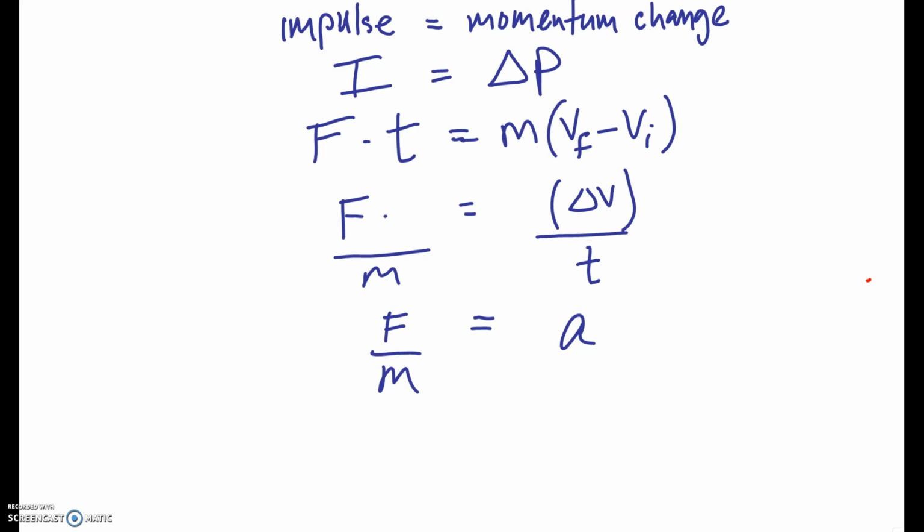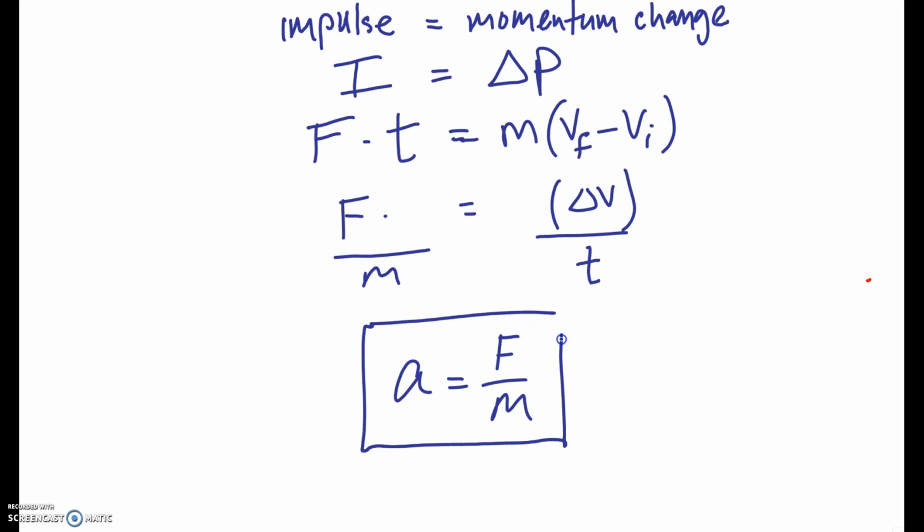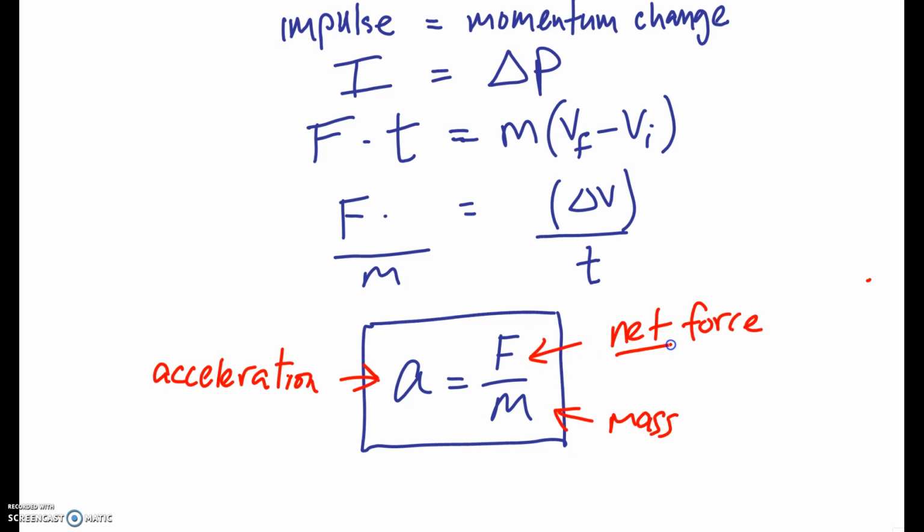Let's flip that around and see this. Acceleration equals the force over the mass, where F is the net force on the object, m is the mass of the object, and a is the acceleration the object will experience.